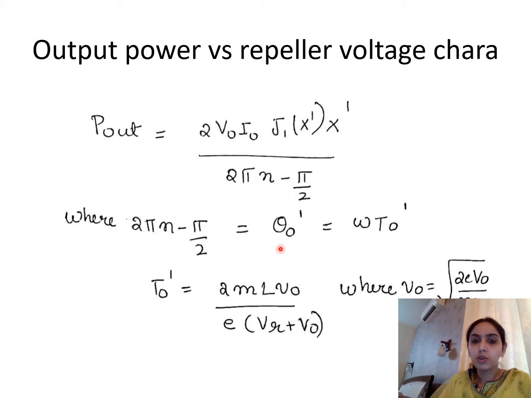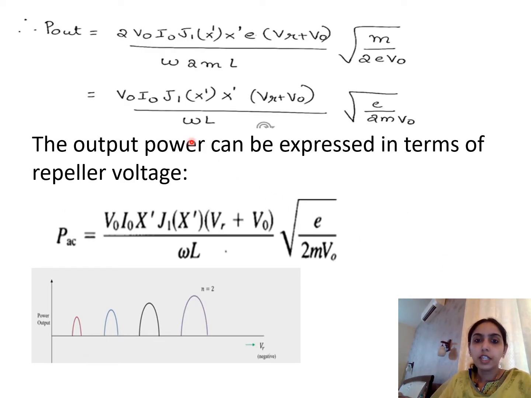Here we are making some modification. Instead of 2πn minus π/2 we replace it with θ0', which is the round trip transit angle. Then θ0' is further ω times T0', where T0' is the round trip DC transit time of the center bunch of the electron. So we replace the equation of T0' in our power output equation. And we also know from the velocity modulation process that v0 is equal to root of 2eV0 by m. So we get finally a relationship between the output power and the repeller voltage.